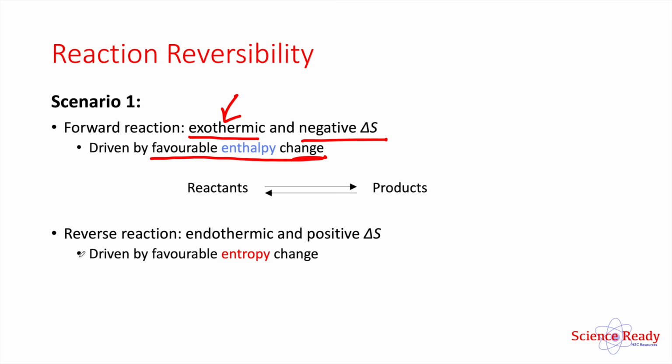This means the reverse reaction is endothermic and requires energy, but it will also have a positive change in entropy. In this case, the reverse reaction can occur because it is driven by a favorable entropy change. Remember that a positive entropy change is a favorable phenomenon.